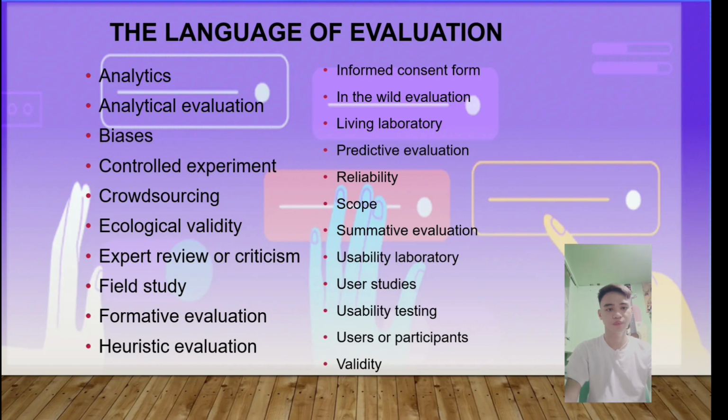Next is scope. The scope of an evaluation study refers to how much its findings can be generalized. For example, some modeling methods like the keystroke model have a narrow, precise scope. The model predicts expert error-free behavior. So, for example, the result cannot be used to describe novice learning to use the system.